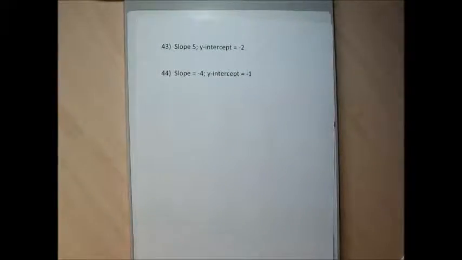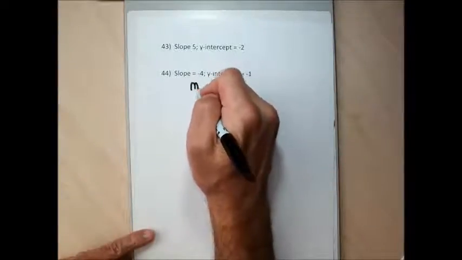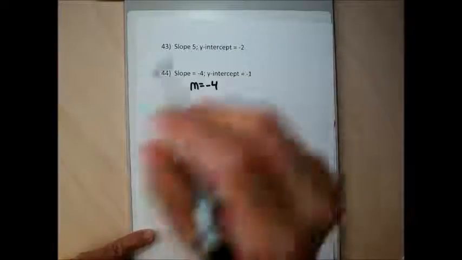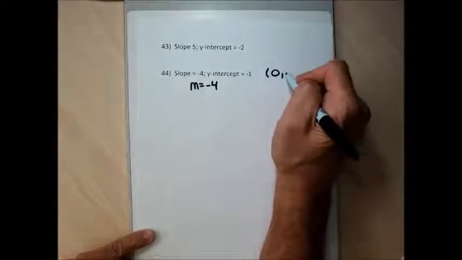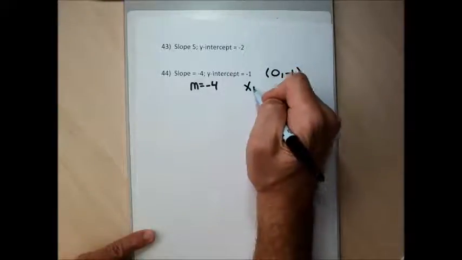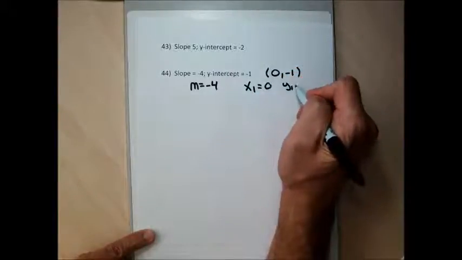43 and 44 are a little bit tricky, because they don't give me a point. For 44, I can use m equals -4, but I'm not given a point, I'm given the name of a point. And I know y-intercepts are always 0, some number. So when it said the y-intercept is -1, that implies that it passes through the point (0, -1), because that is the y-intercept of -1. So I'm going to use x1 equal to 0 and y1 equal to -1.